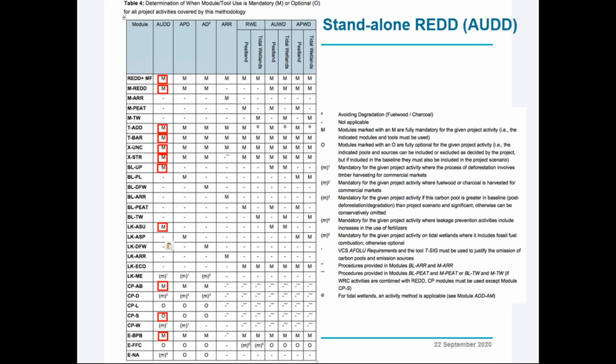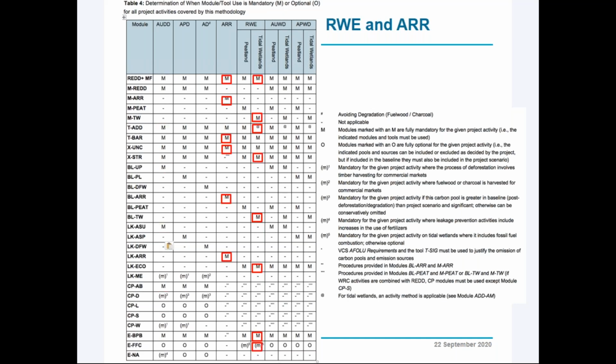And here you see that you have to use the tidal wetlands modules for the monitoring and for the baseline. And you also see, if you look at the row for TAD, the additionality tool, it switched from the classical tool to the positive list, which got away with just a footnote. I just realized it should be more prominent, I guess.